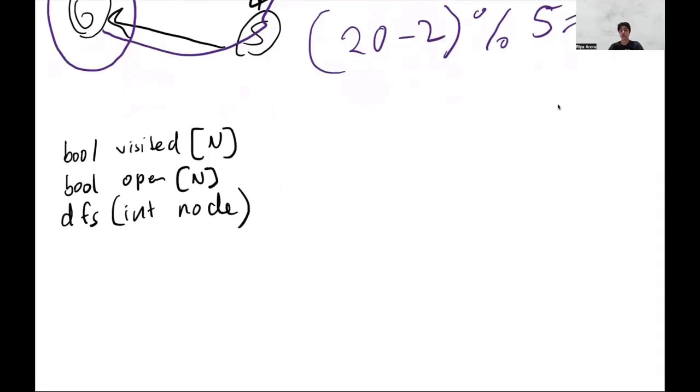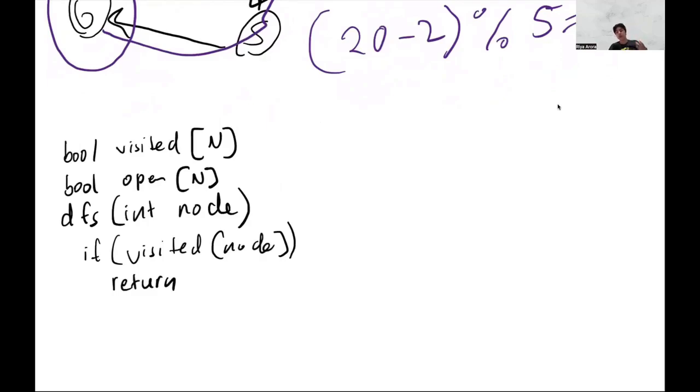So visited is just your typical DFS, right? As soon as you start your DFS, you basically say, if we have already visited the node, then we're going to return. We've already visited it, don't worry about it. Okay, so what happens if we've not visited the node? The first thing we're going to do is mark it as visited.